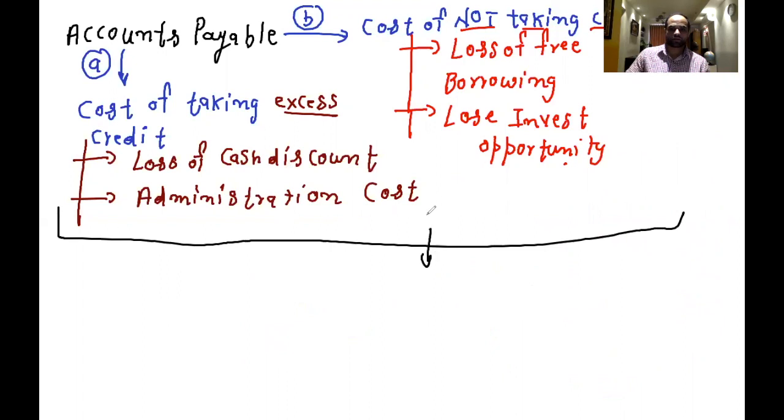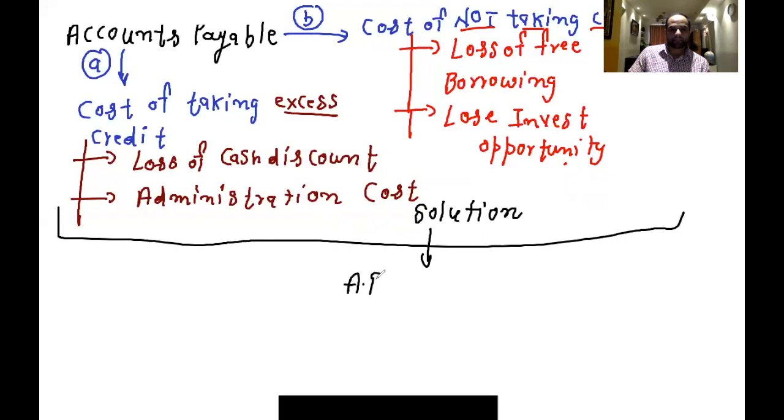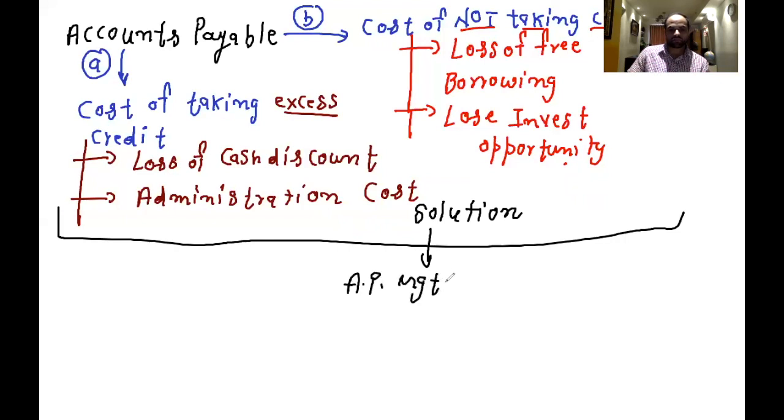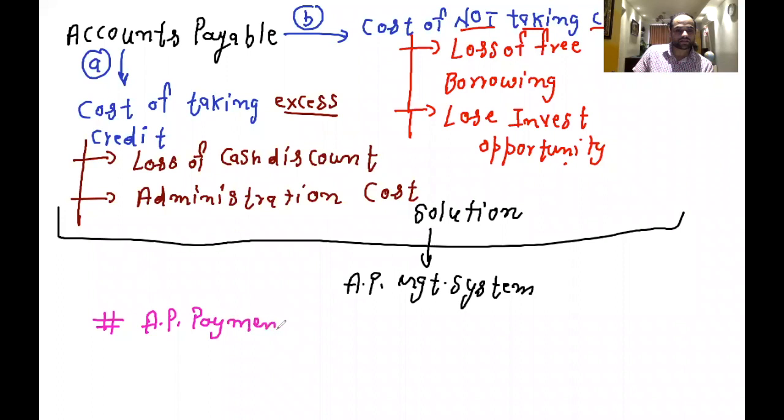So let's talk about the solution. Under solution, we call it the accounts payable management system. How are we going to manage our accounts payable? One of the most effective ways to manage your accounts payable is the accounts payable payment period. Same as the accounts receivable collection period, this is a ratio.